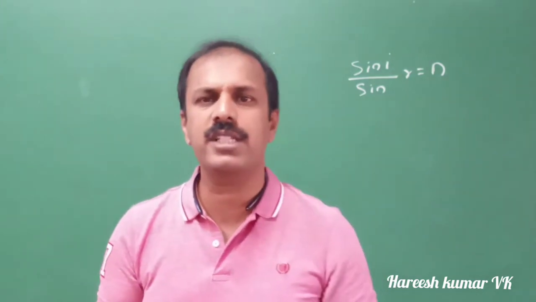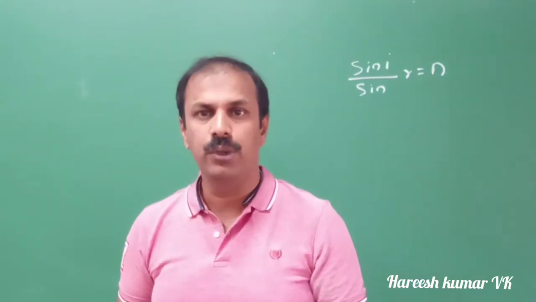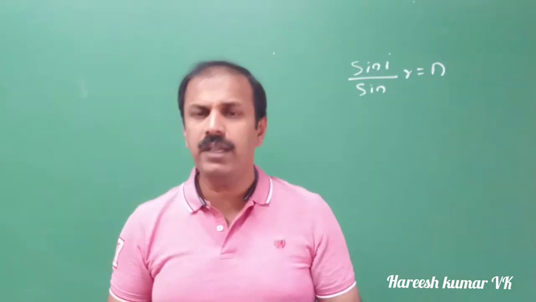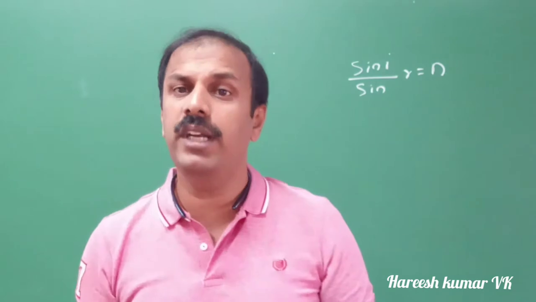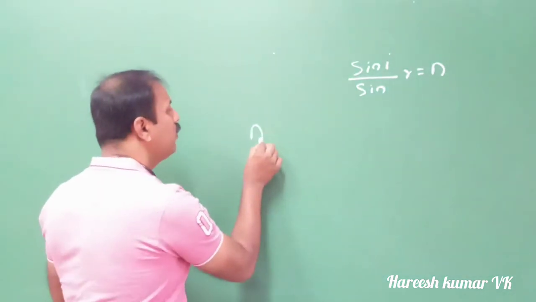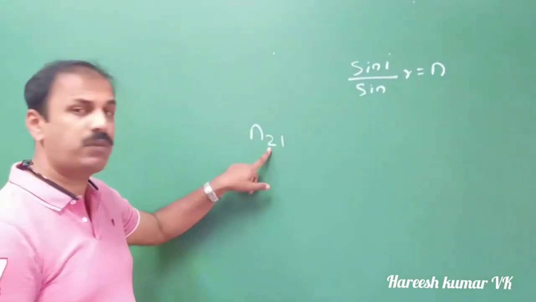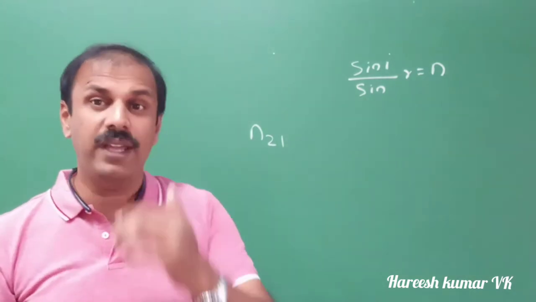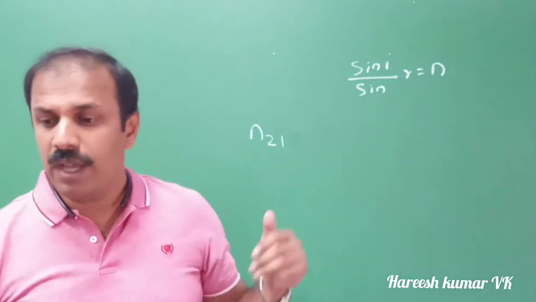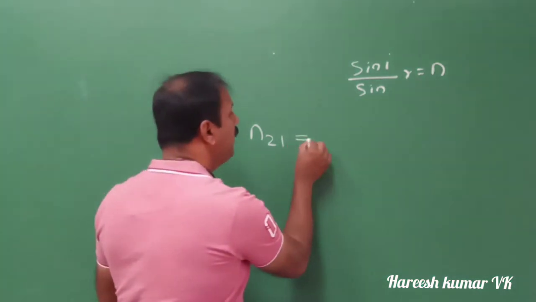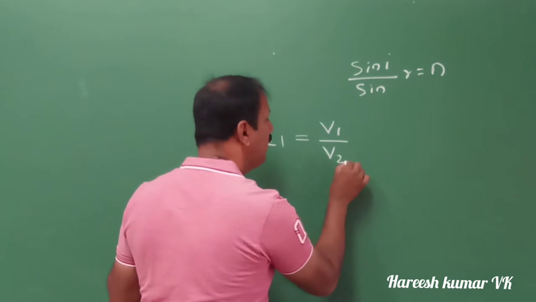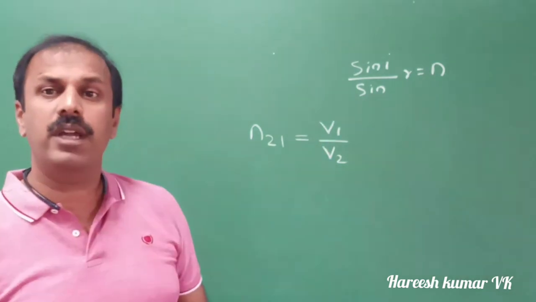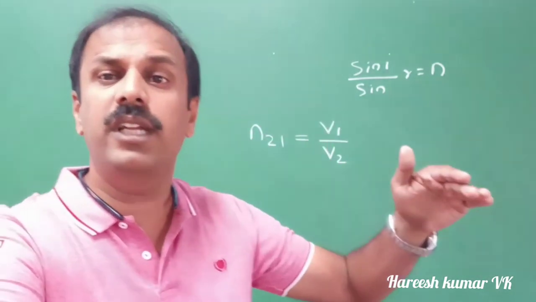If you have two media, medium 1 and medium 2, then the speed of light in medium 1 and medium 2 is different. The refractive index of medium 2 with respect to medium 1, we write as n21. n21 means the refractive index of the second medium with respect to the first medium. This is the ratio of the speed of light in the first medium to the speed in the second medium. The refractive index n21 is given by v1 by v2.